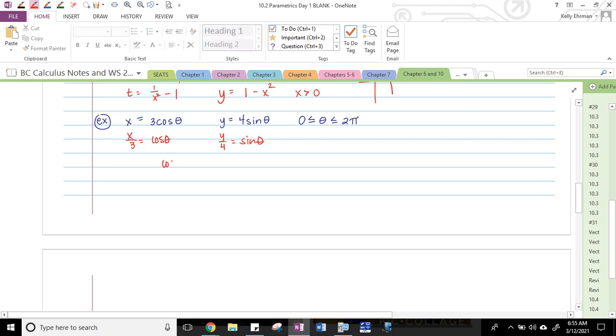I can still work with cosine and sine by using Pythagorean identities, and I'll be able to eliminate the parameter. So I remember the Pythagorean identity that cosine squared theta plus sine squared theta equals 1. And so if I replace cosine squared with x squared over 9 and sine squared with y squared over 16 equals 1, I get a rectangular equation that does not have theta, which is the parameter, in it. And I also remember that that's the equation for an ellipse.